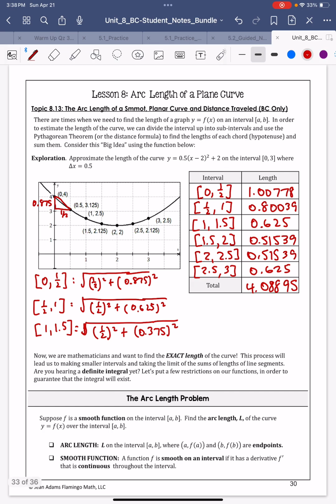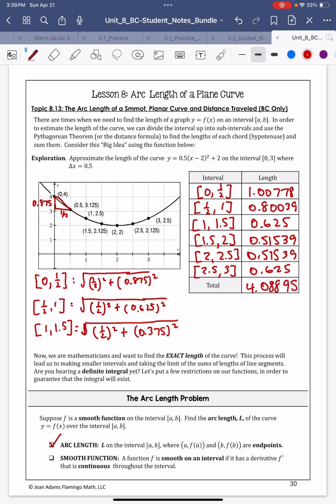But we don't like estimates as much as we like exact values as mathematicians. So we want to find a formula that would allow us to calculate the exact distance along the curve. So here is our arc length problem. Suppose f is a smooth function on the interval a, b. Find the arc length L of the curve y equals f of x over the interval from a to b.